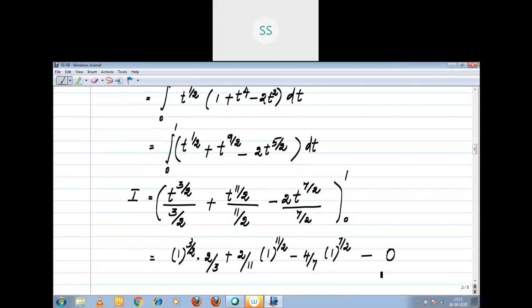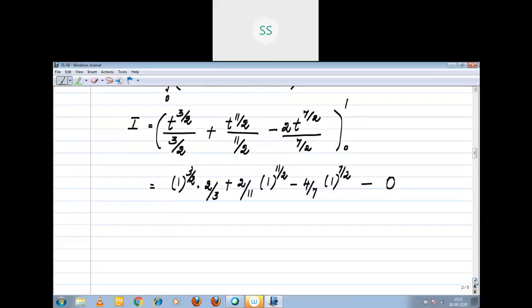What is your final result? You are going to take an LCM in this part, which is equal to 2 by 3 plus 2 by 11 minus 4 by 7. The LCM is 231. Then how many times 3 appears in 231? 77 times.